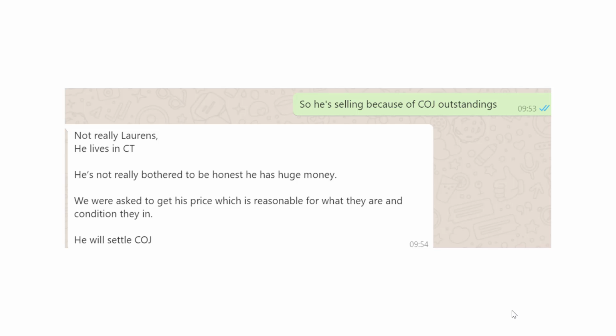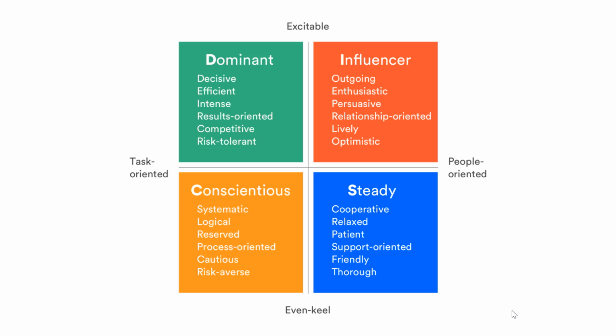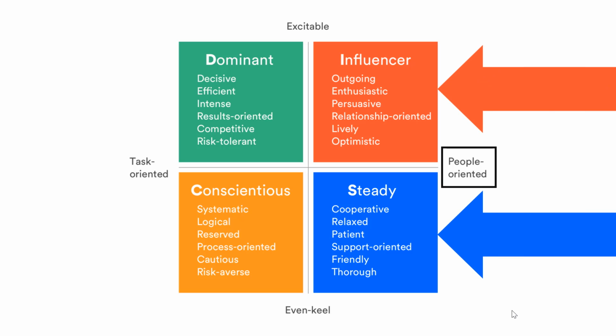We were just asked to get a price which is reasonable for the condition they're in. Now, he seems to know quite a lot about this person, right? He lives in Cape Town. He knows that he's got a lot of money. He was just looking to get a fair deal for his seller. Can you see the difference is very clear? He's not task-orientated. He's people-orientated. So now the question is, is he an influencer or is he steady?